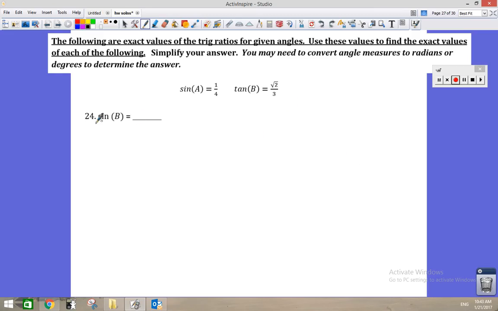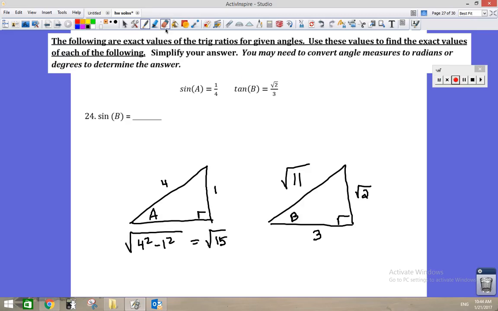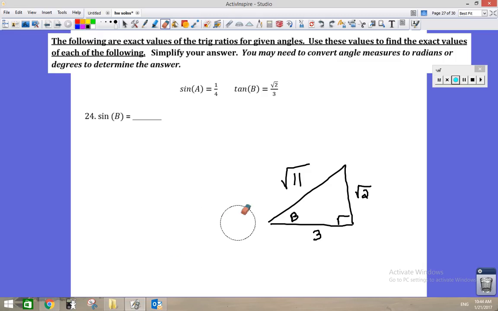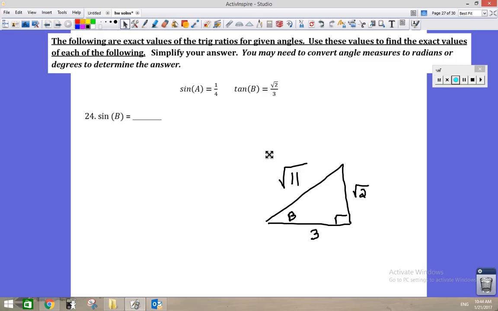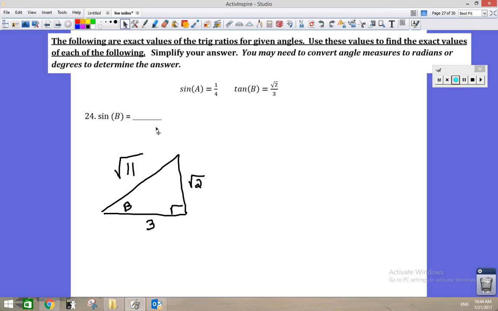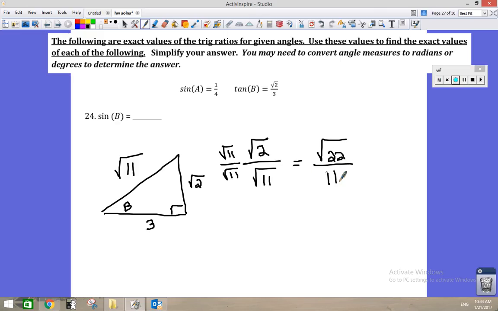And I think this is the last one. The sine of angle B is the opposite leg over the hypotenuse. And if we rationalize that, multiplying by the square root of 11 over the square root of 11, that's the square root of 22 over 11.